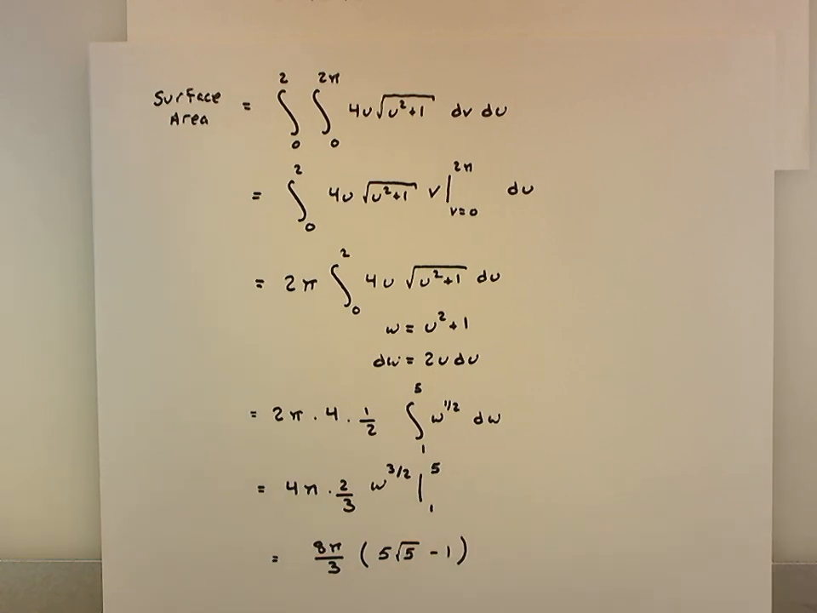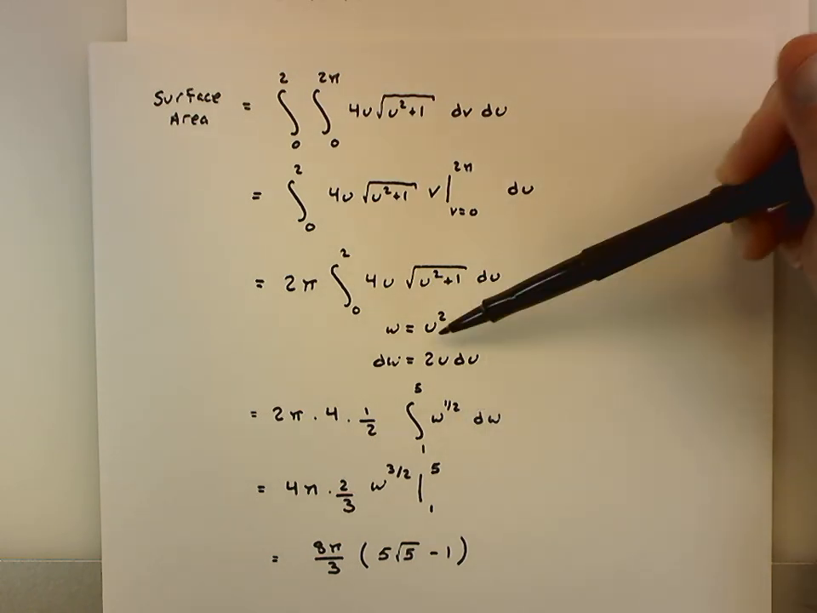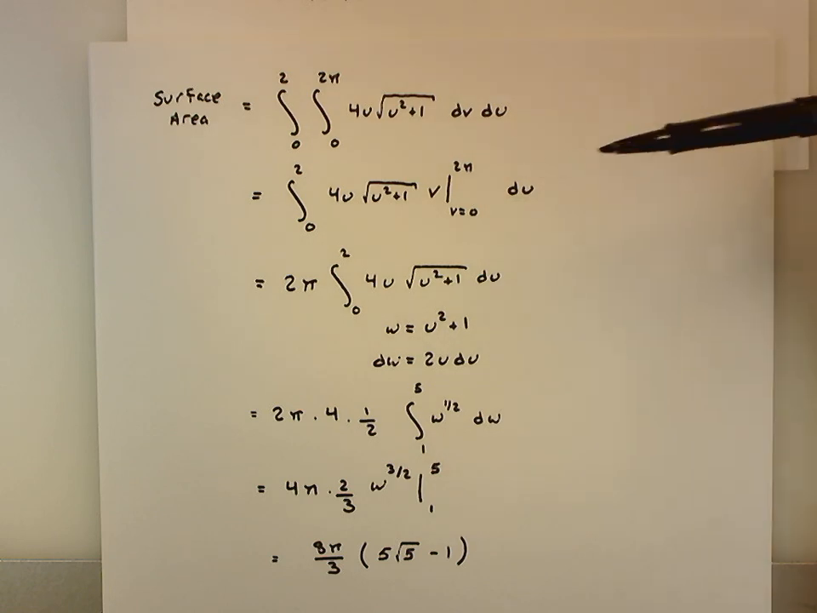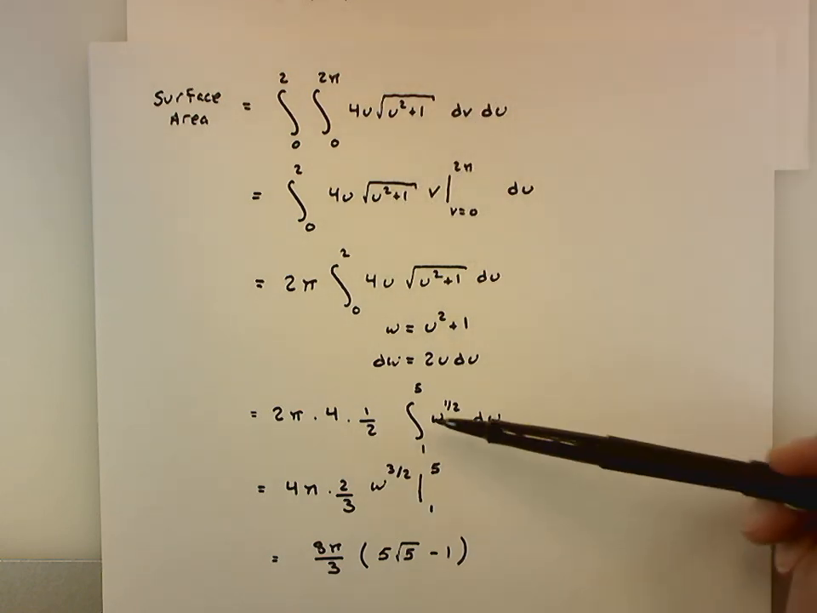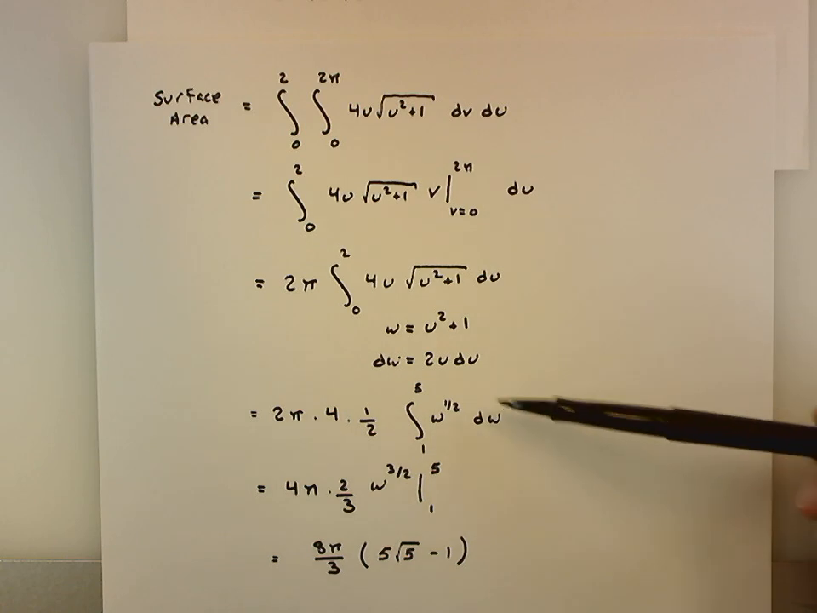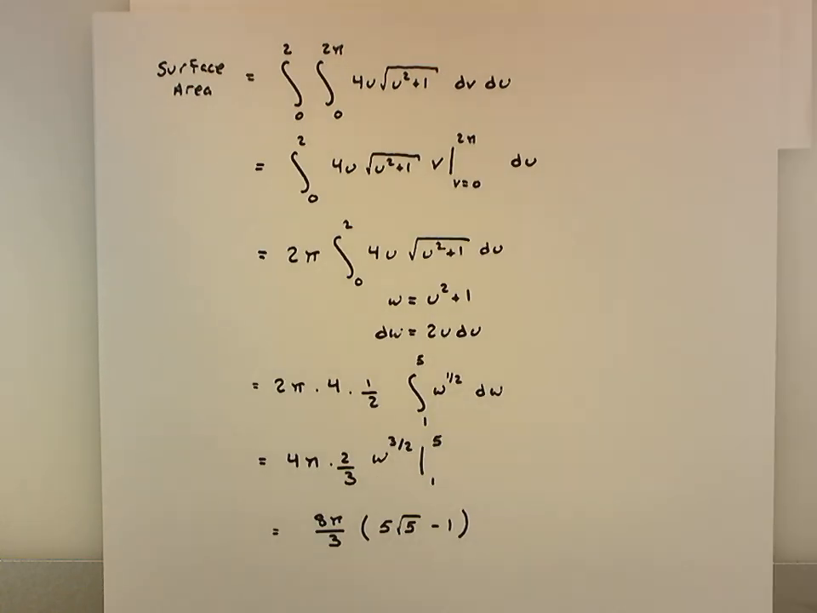minus 1. Instead of changing your bounds of integration, you could change back to u and keep the same bounds of integration, but don't put 0 and 2 on your new bounds for the integral since I'm integrating with respect to w. And since this is surface area, this would be in square units.